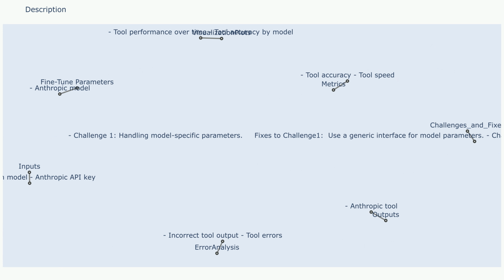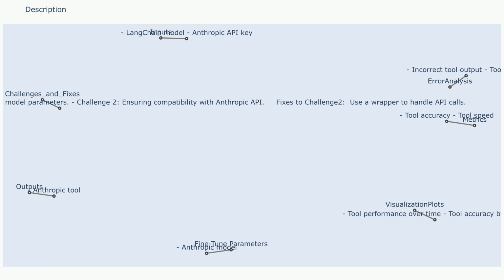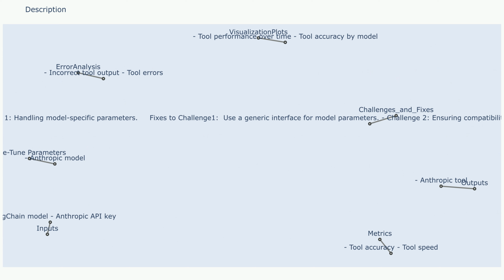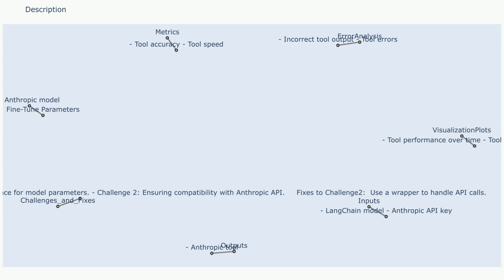Metrics. Accuracy: this metric assesses the tool's ability to produce correct and relevant outputs based on user input. Latency: this metric measures the time it takes for the tool to process user input and return a response. User satisfaction: this metric evaluates how well the tool meets users' expectations and how easy it is to use. Visualization plots.